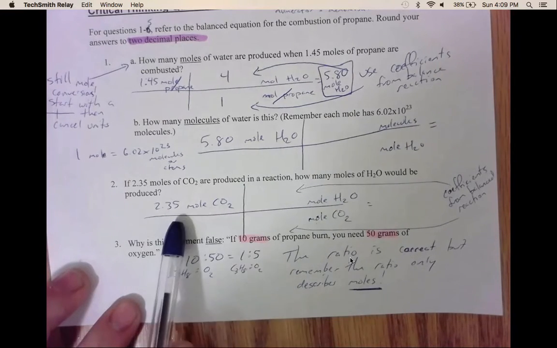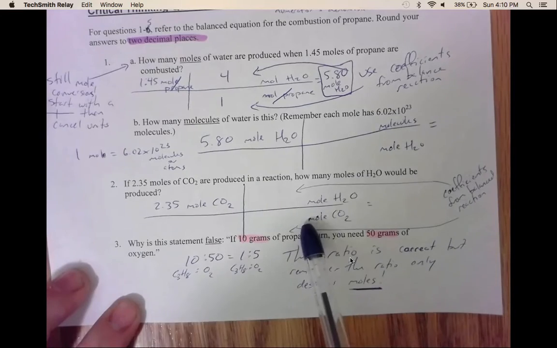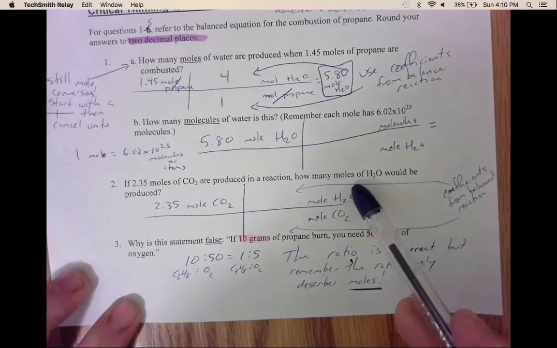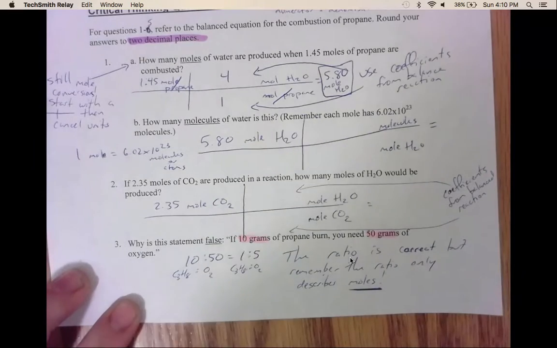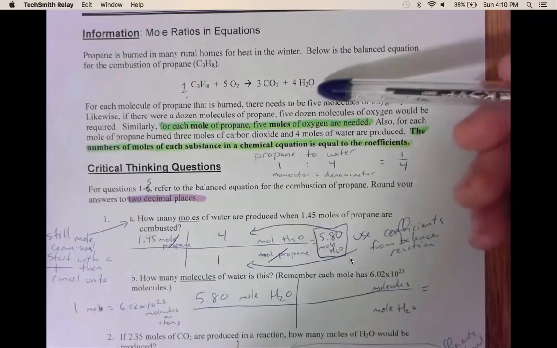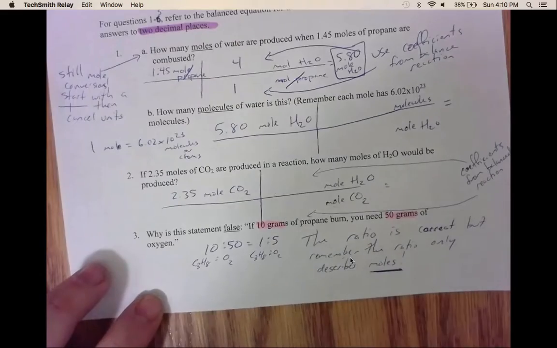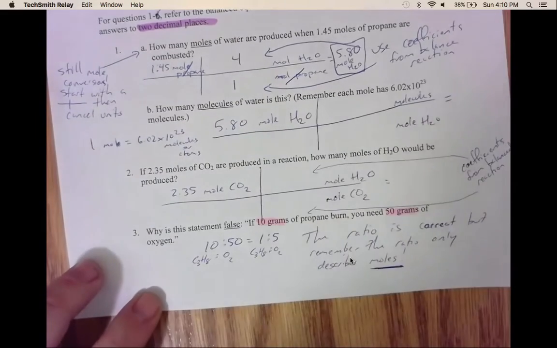So moles of carbon dioxide, if we want them to cancel, the moles of CO2 need to be in the bottom. Moles of water, moles of H2O, would be on top. Now you guys just need to pull off the coefficients from the balanced equation and plug them in the right spot. Remember, those are the moles. That's why we can do that.